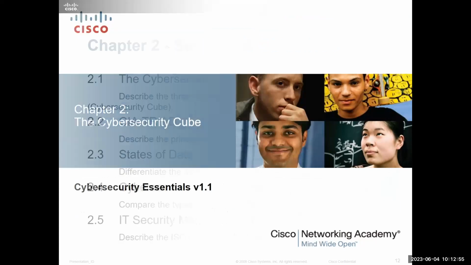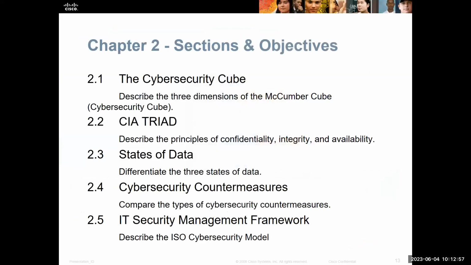So in this lecture, we are going to look at the cybersecurity cube, where we shall describe the 3 dimensions of the cybersecurity cube. We are going to look at the CIA triad, CIA being short for confidentiality, integrity, and availability. I believe we can remember these terms, right? From the introduction to cybersecurity. Yes, sir. Yeah.